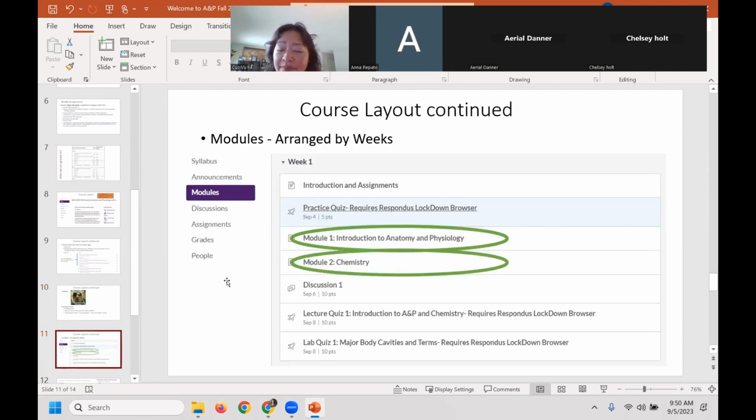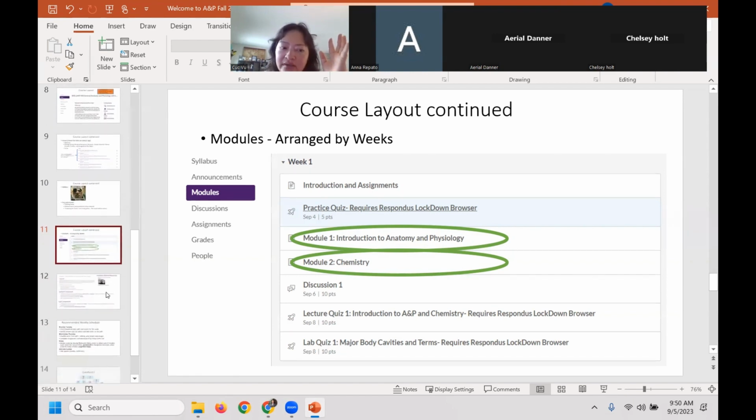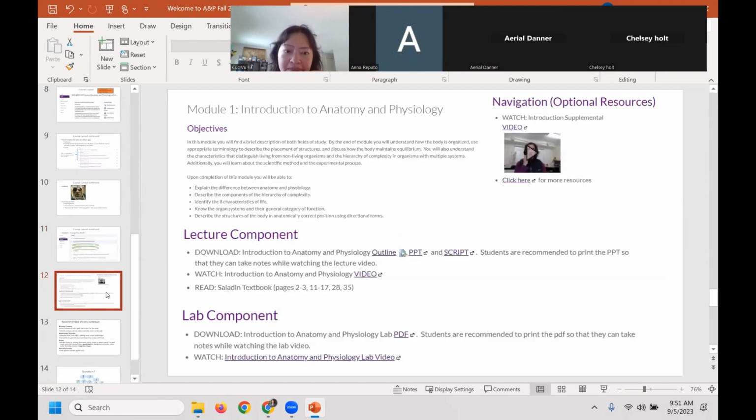Make sure you check at the beginning of each week, go in, look at the weekly modules. It'll tell you exactly what you need to know, what the quizzes are on. So a lot of students say, oh, I didn't know that's on the quiz. I'm like, oh, well, it says it on Canvas, right? Lecture quiz 1 is on Introduction to A&P and Chemistry. Lecture lab quiz 1 is on the major body cavities and terms. So all you need to do is make sure you are very detail oriented when you're looking through the Canvas modules, and then you'll know exactly what's required for you that week.